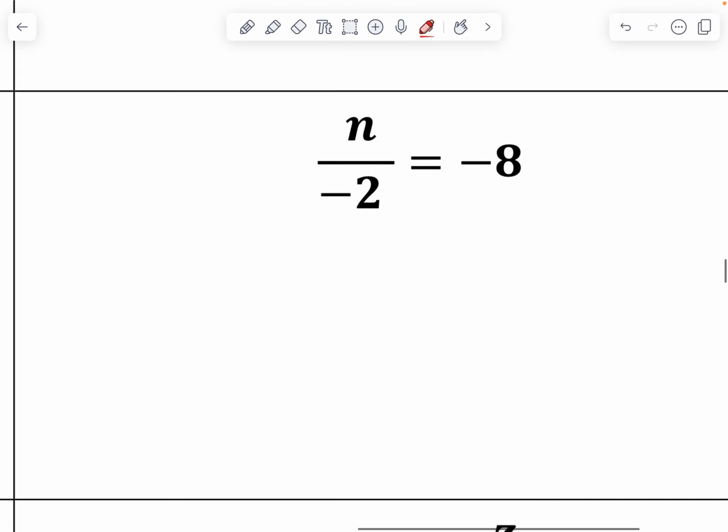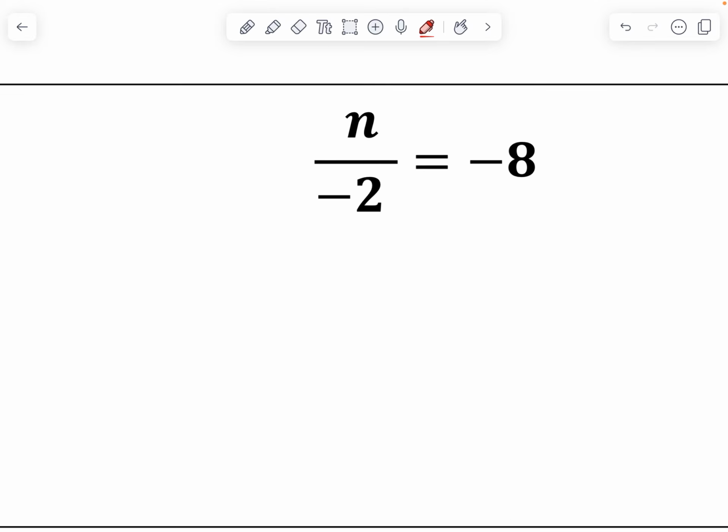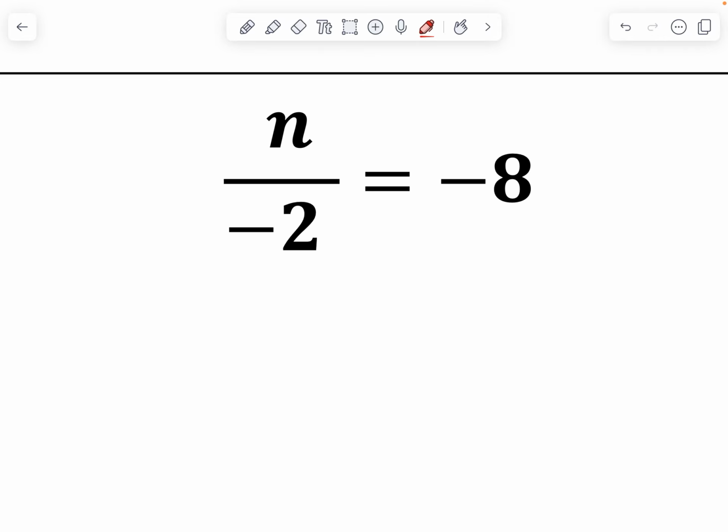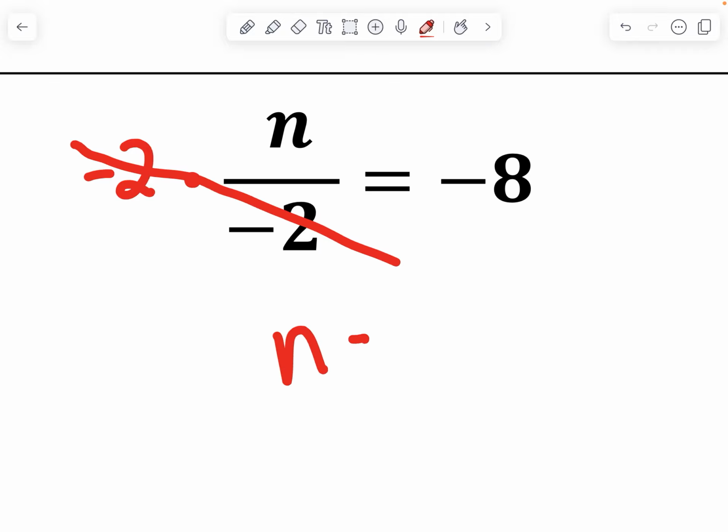One last problem we'll do together, then I'll have you pause it and try the other 4 on your own. This is a division problem, n divided by -2. And so to get rid of the division, we multiply, which is what the dot means if you forgot. We'll multiply by the denominator. That way they will both cancel each other out, leaving just n equals.